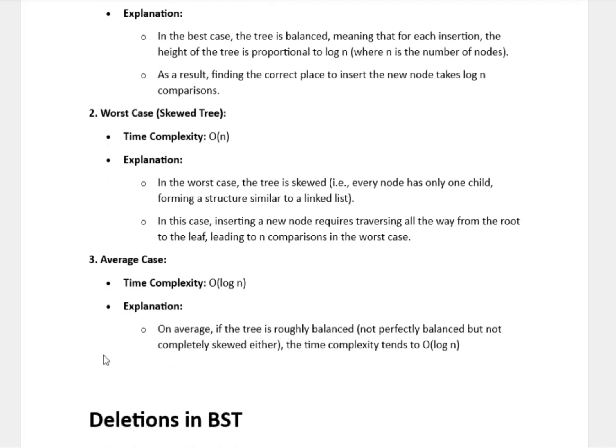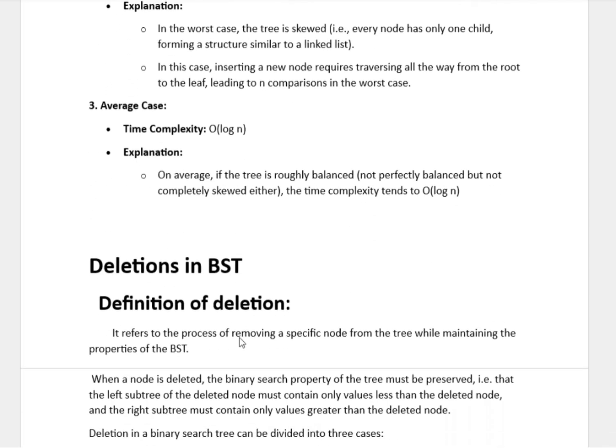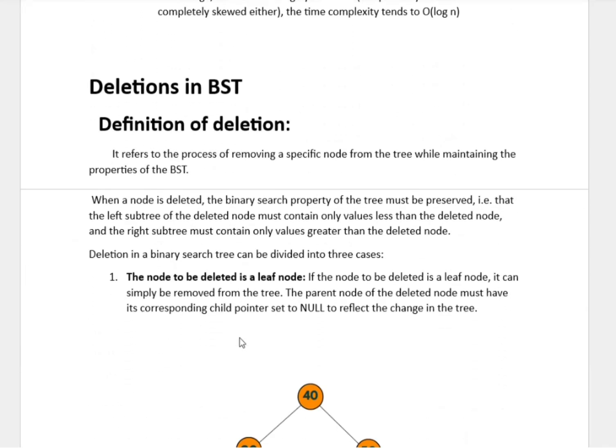Now, coming to the deletions in the BST, we must focus on three types of cases. First, deletion means what? Deleting a node from a tree. In this, there are three cases. So what are the three cases? The first case is deleting the leaf node. The second case is deleting the node which has a single child. The third case is deleting the node which has both children.